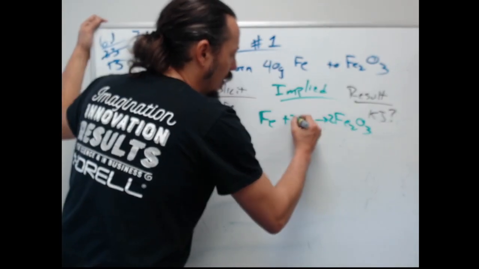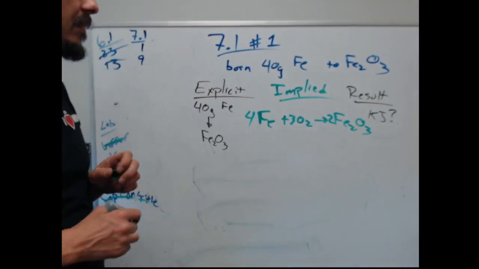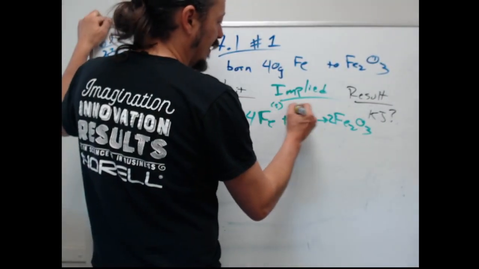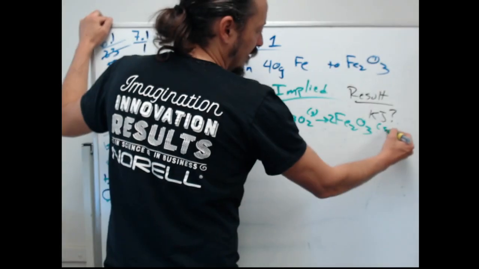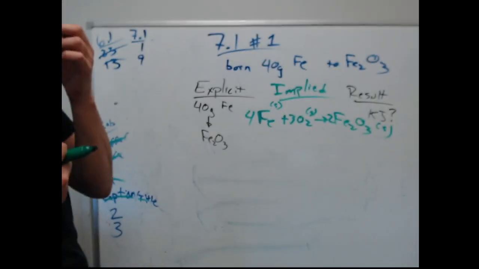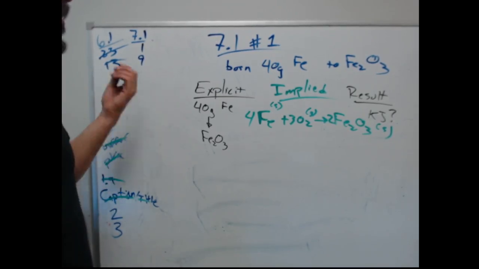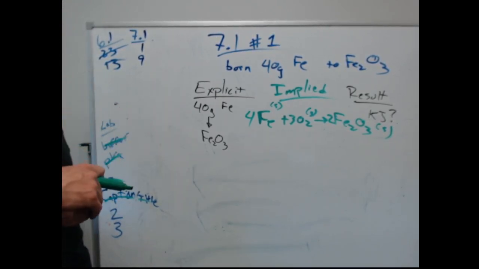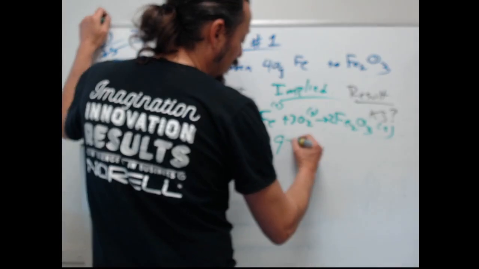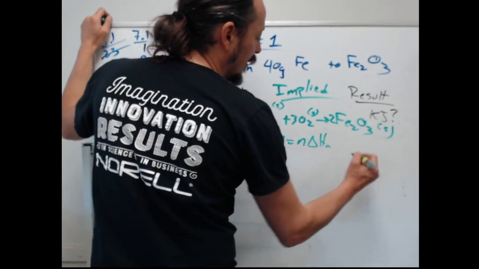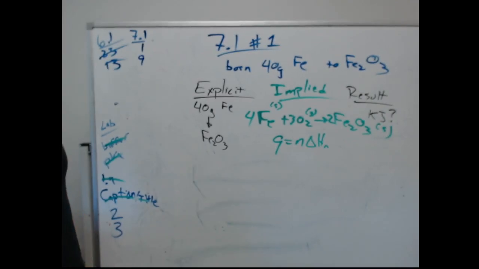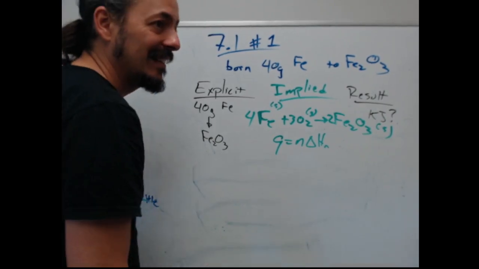I'm going to need a 2, a 3, and a 4 to get that balanced. It's going to be solid, gas, solid. And I say, okay, with this, can I figure out how do I get to a kilojoules of energy released from a chemical reaction? I'm going to use Q equals n delta H of reaction. But it doesn't give me a delta H of reaction. How do I get a delta H of reaction? The tables.